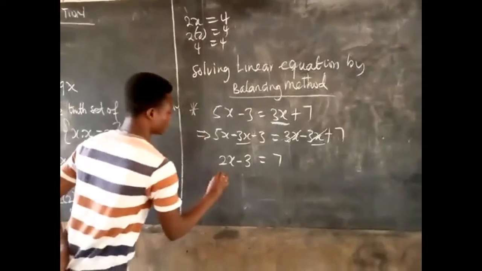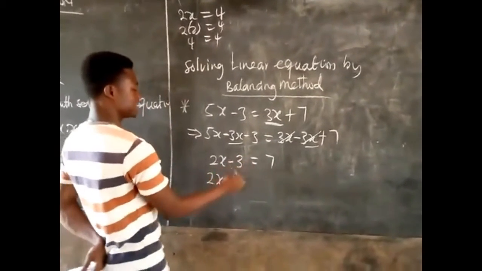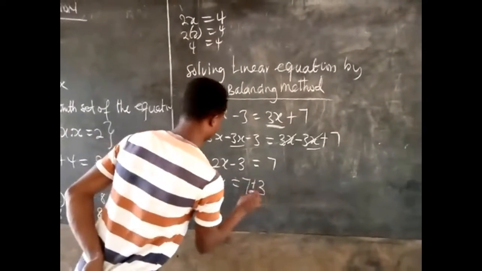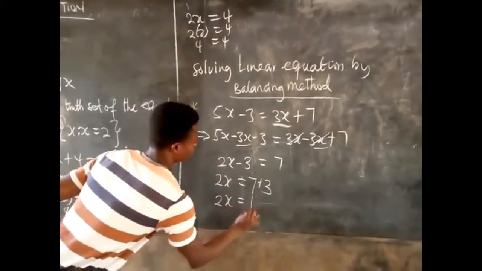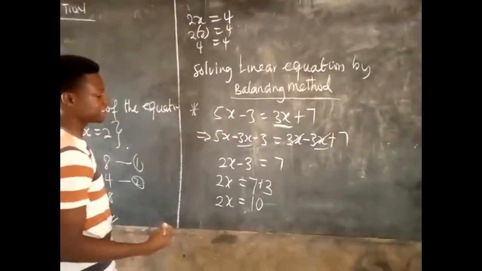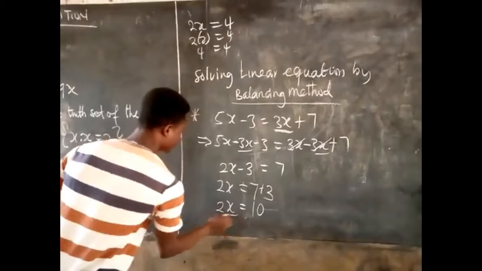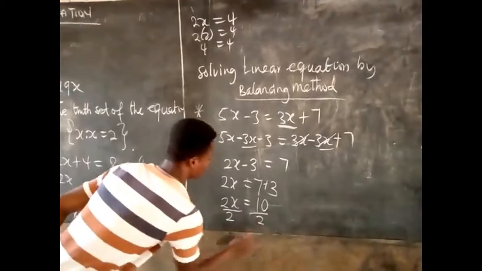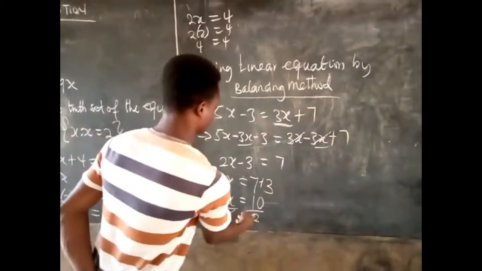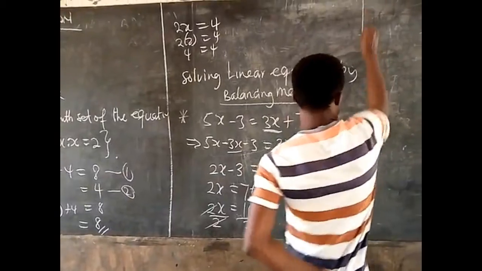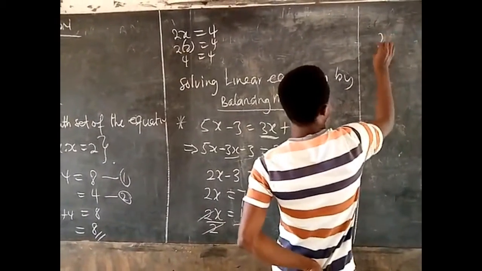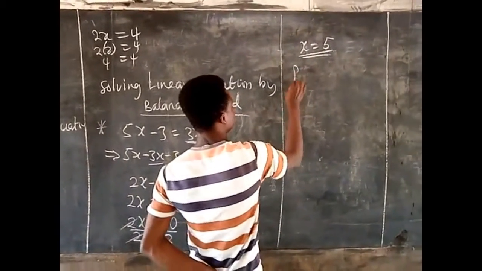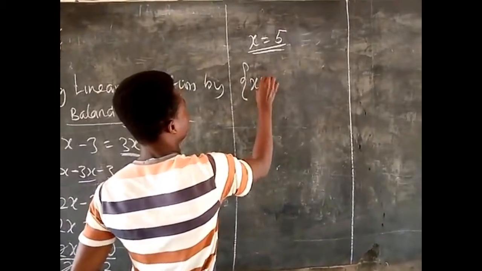Here I have 2x is equal to 7, and negative 3 crosses the equal sign and becomes plus, so I get 7 plus 3. So my 2x is now equal to 10. The rule also says to divide by the same quantity. So divide our equation by 2 on both sides. 2 cancels 2, leaving x, and 10 over 2 gives me 5. So we say that our x is now equal to 5. Finally, the truth set of our equation is x such that x is equal to 5.